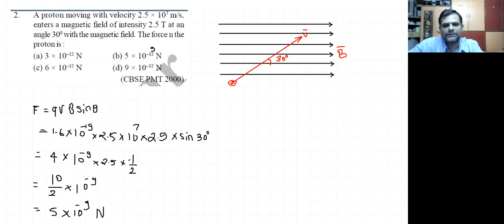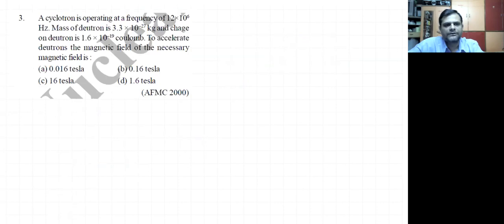Let us do the next question. A cyclotron is operating at a frequency of 12 into 10 raised to 6 hertz. Mass of deuteron is given to be 3.3 into 10 raised to minus 27 kilogram, and the charge on deuteron is same as the electron, that is 1.6 into 10 raised to minus 19 coulomb. To accelerate the deuteron, the necessary magnetic field is to be found out. Okay, so see here, magnetic induction is to be found out, mass of deuteron is given, charge on deuteron is given, and frequency is also given.